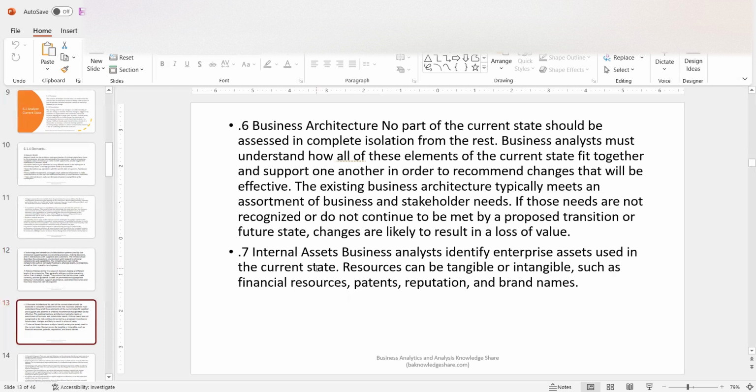The seventh element is internal assets. Business analysts identify enterprise assets used in the current state. Resources can be tangible or intangible, such as financial resources, patents, reputation, and brand names.